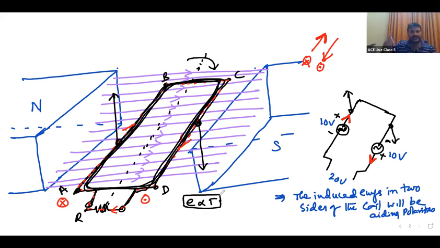Because all voltages are said to be aiding polarities, right? Okay.